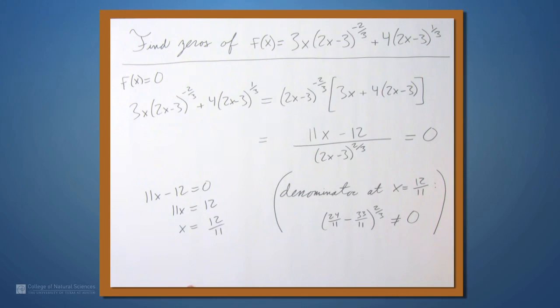Sometimes we can consider this a parenthetical remark if it's really obvious, but it's usually worth noting. So x = 12/11: numerator is 0, denominator is not 0, so this is our solution.